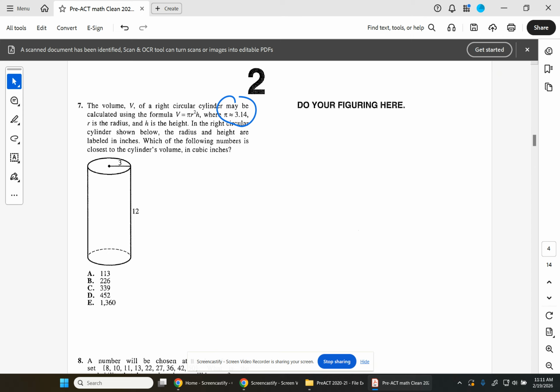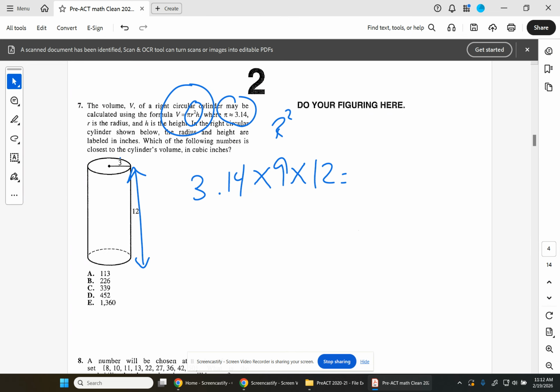And so basically you just need to start putting that formula together down here. Okay, so that's 3.14 times, okay, well, there's your radius, right? There's your radius. It's got to get squared, though. Don't forget that. Look at that. It's got to get squared. So that's 9. Then I'm going to multiply it by the height, right? Which is 12.